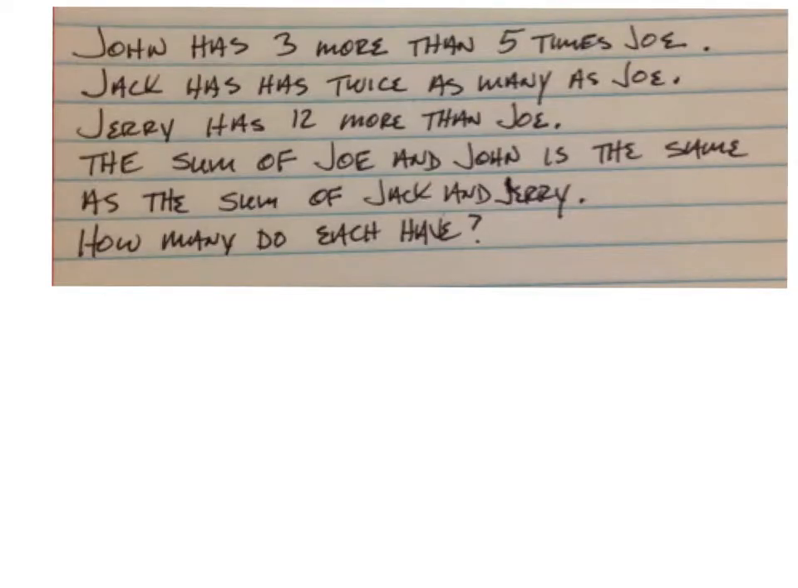John has 3 more than 5 times Joe. Jack has twice as many as Joe. Jerry has 12 more than Joe. So it looks like Joe is going to be the x. We're using Joe to describe everybody else. John is what we're looking at next.